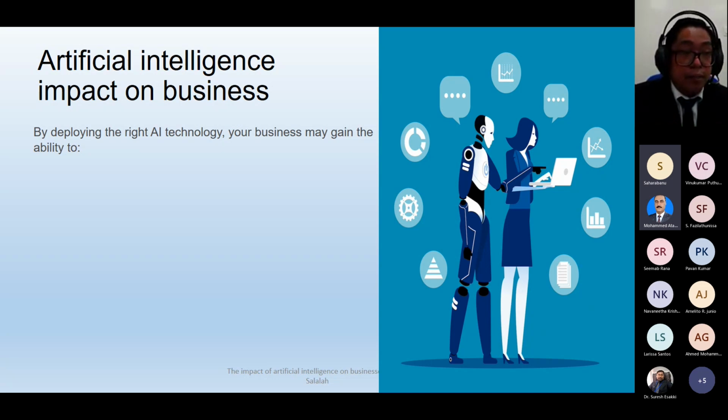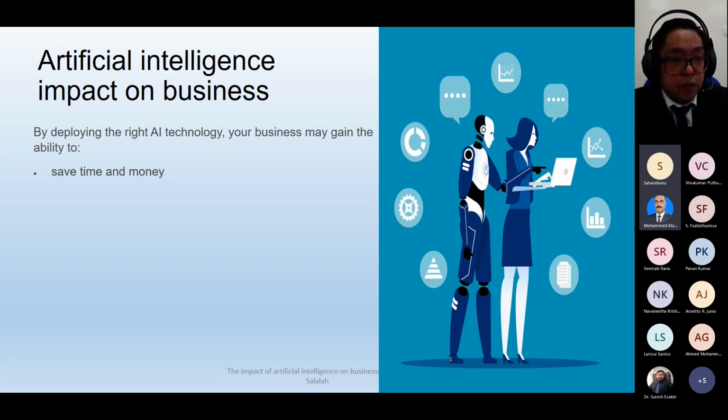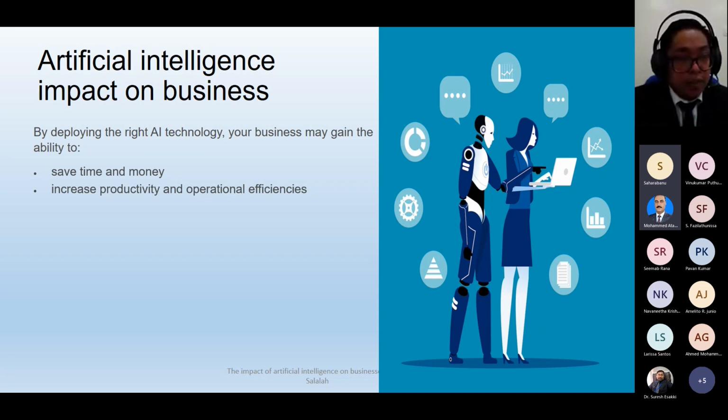By deploying the right AI technology, your business may gain the ability to save time and money. So how can we save time and money when it comes to AI in businesses? Probably by automating, right? That's why we are now putting this technology into business. We want to automate and optimize the routine processes and certain tasks in the business process. We can also increase productivity and operational efficiencies. It's already direct to the point. That's already the function of an AI business.